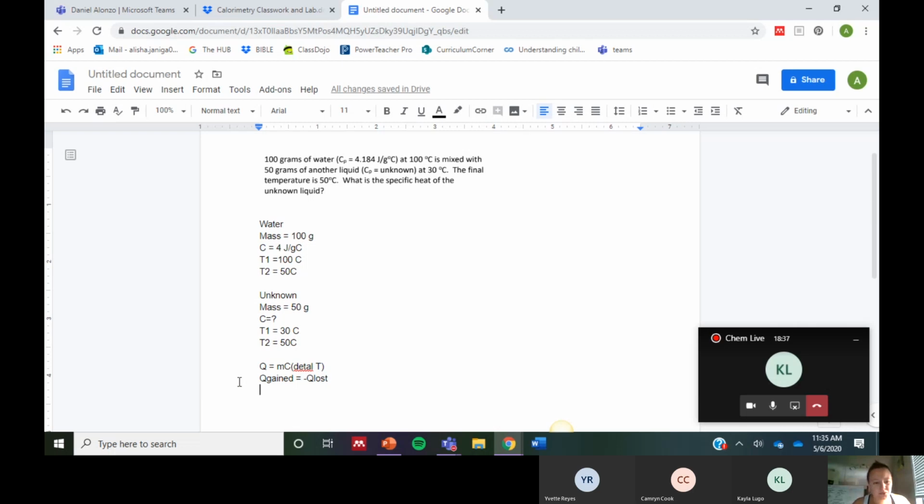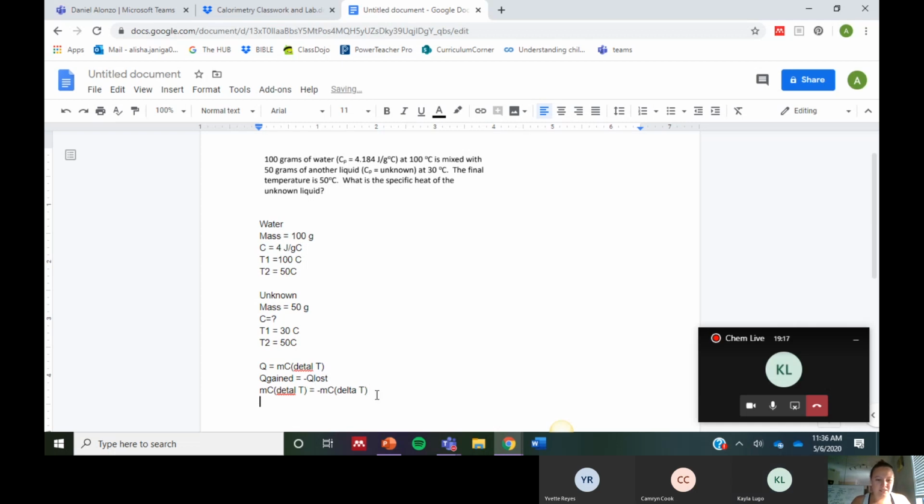So if we have Q is equal to Q, then we can have MC delta T is equal to negative MC delta T. And so if we figure out who's gained and who's lost, if we look at the water, it goes from 100 C to 50 C. Is that gaining or losing temperature? Gaining? From 100 to 50? Oh, I wasn't paying attention. Losing. So all the water stuff goes with the lost.